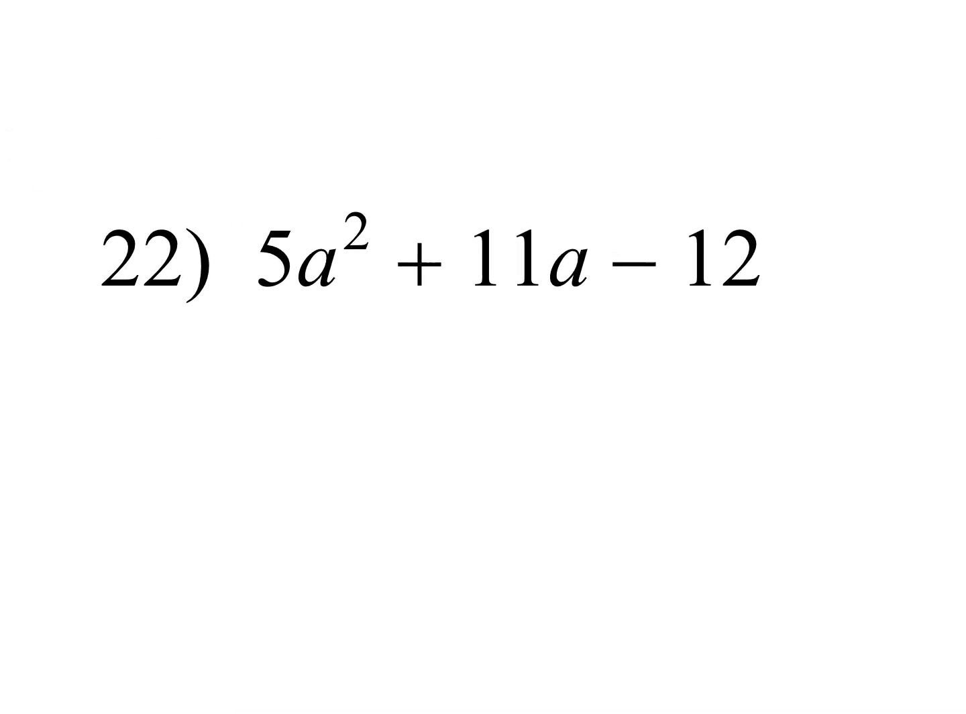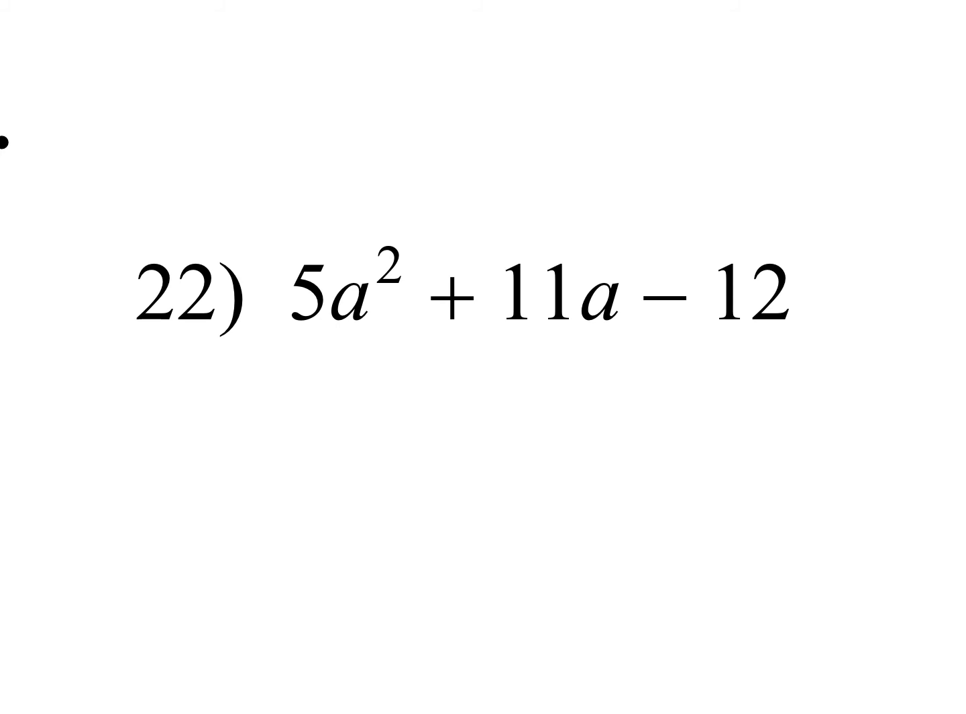So let's look at 22. Do I have a greatest common factor that I could take out?